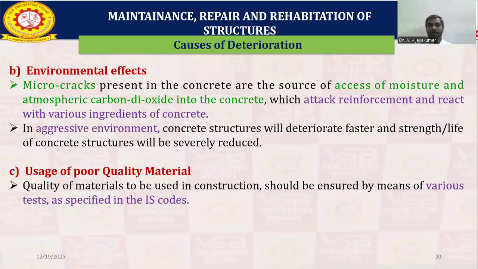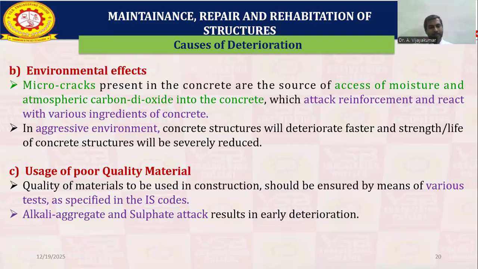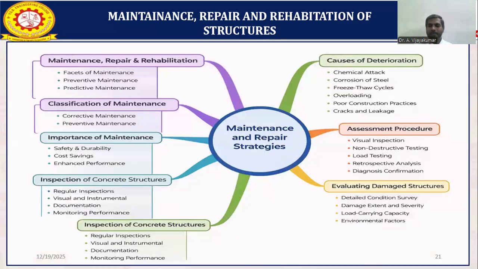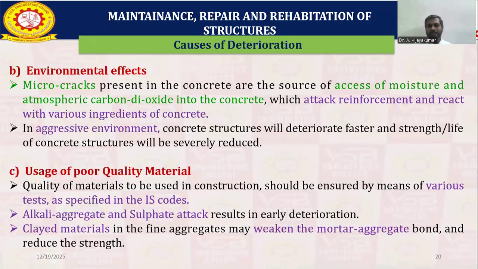Use of poor quality material. Yes, of course, material is very important. If poor quality material is used, damage will occur. The quality of the material we use in construction should be ensured by means of various tests prescribed by the IS code. For testing of materials, we have different types of IS codes. The IS code gives more provisions, rules and regulations, everything that we need to follow properly. Alkali aggregate and sulfate aggregate result in early deterioration. Clayey materials in the fine aggregate may weaken the mortar aggregate bond and reduce the strength. So these are the causes of deterioration.